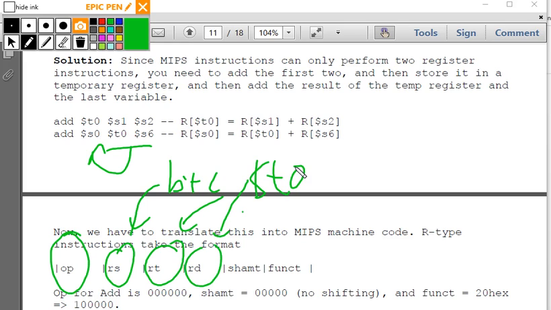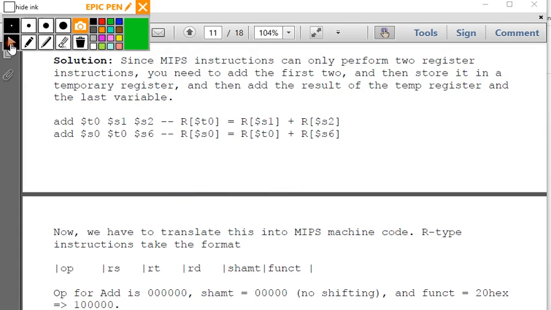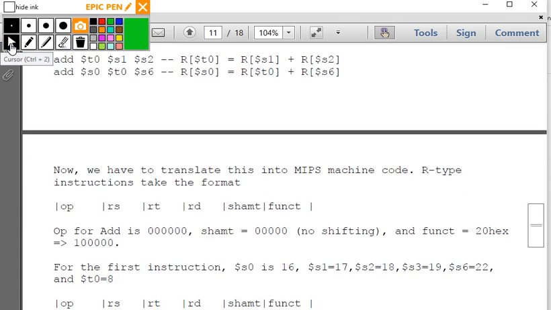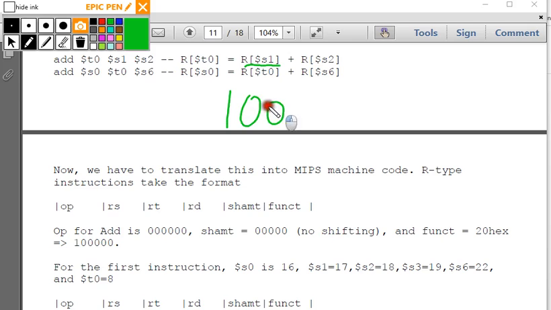So let's do this conversion. We know from the MIPS green sheet that our opcode for add is 6 zeros, that the shift amount is going to be 0 since we're not shifting at all, and that our funct is 20 hex, so that becomes 2 and 4 zeros. So we've now solved half the problem right off the bat. And then we go down here. So we know that S1 is going to be 16 plus 1, so that's going to be 17. So that corresponds to this one.